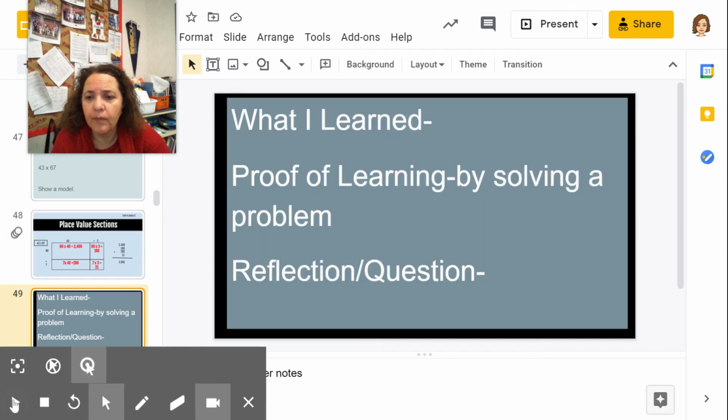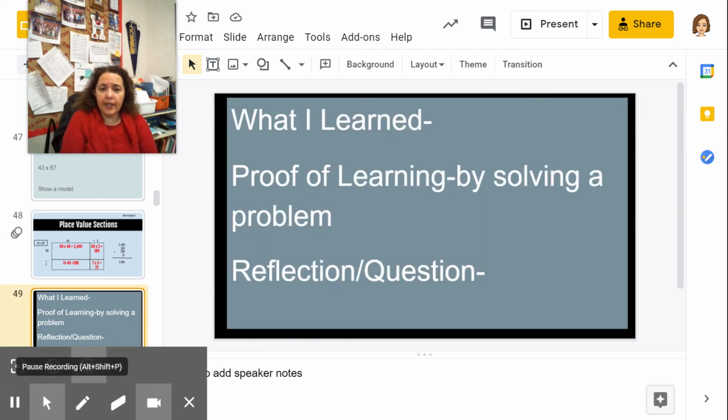Okay, so that's it for today. So write what you learned today. Proof of learning by solving a double digit by double digit multiplication using the distributive property, right, to distribute them out using the place value sections.